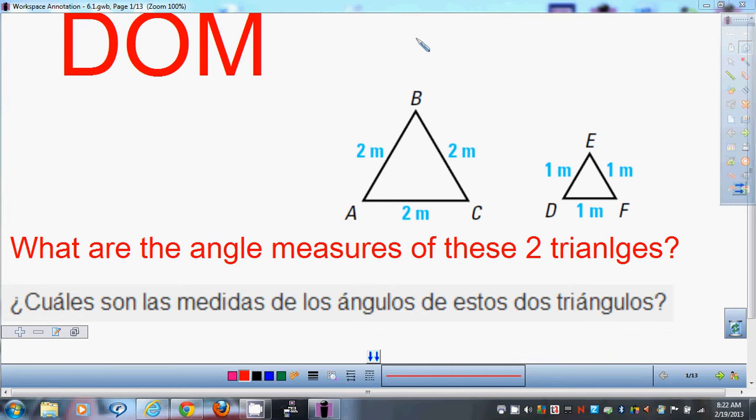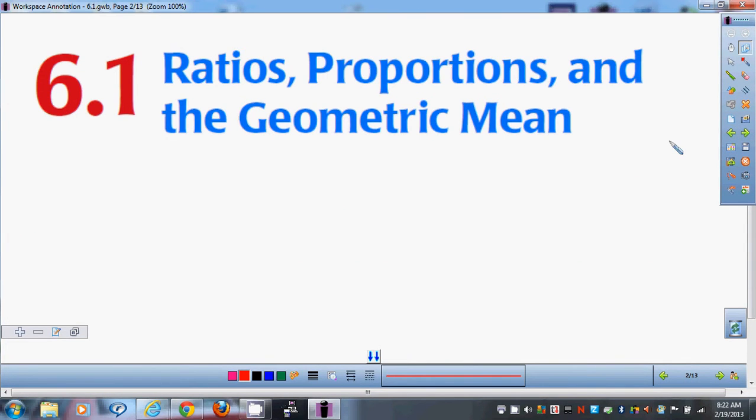These two triangles are said to be, and here's the keyword of the day, proportional with each other. They are proportional, meaning that their two sets of side lengths form ratios with one another. Those are the two pieces of vocab we're going to be talking about today in section 6.1, ratios, proportions, and the geometric mean.